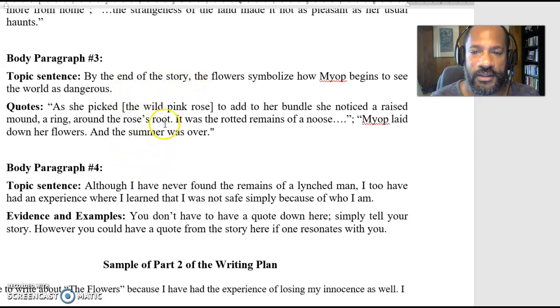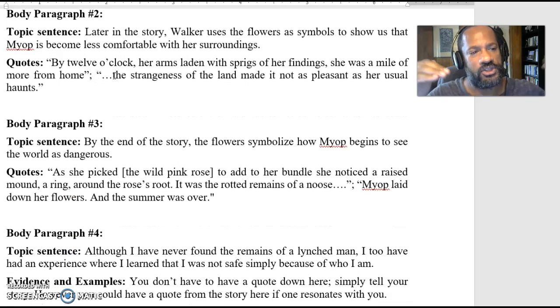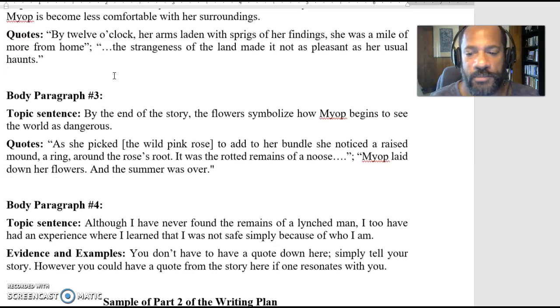And so that's why I say that this paragraph is going to be talking about how the flowers symbolize how she begins to see the world as dangerous. Okay, so again, all of these are talking about flowers as symbols, but I'm showing how she's losing her innocence as she goes through, and how the flowers become symbolic of that.